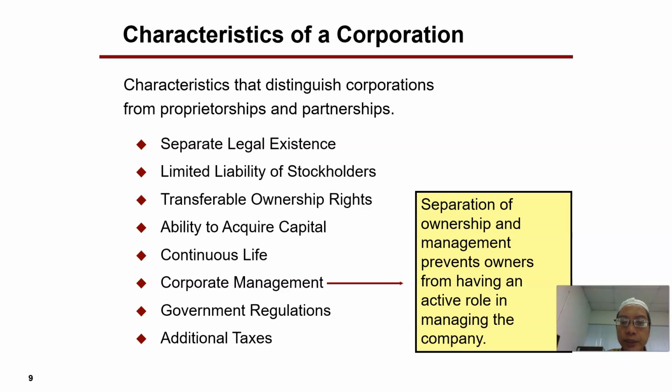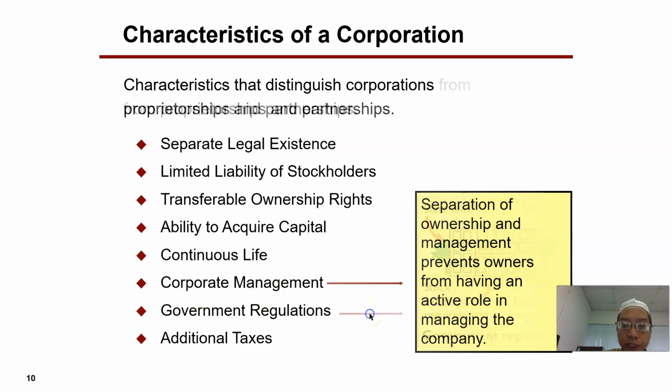But then there comes the disadvantage of corporate management. The disadvantage is that because you appoint another person to run your business, they might have their own objective, and sometimes their personal objectives are not congruent with the objective of the business owner. Sometimes they may make decisions that are against the interest of the owners. So there comes a conflict of interest between the owners and the management. So there's a disadvantage in corporate management here.